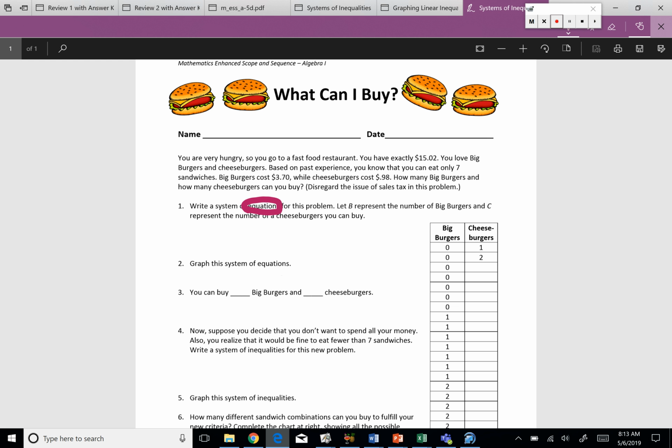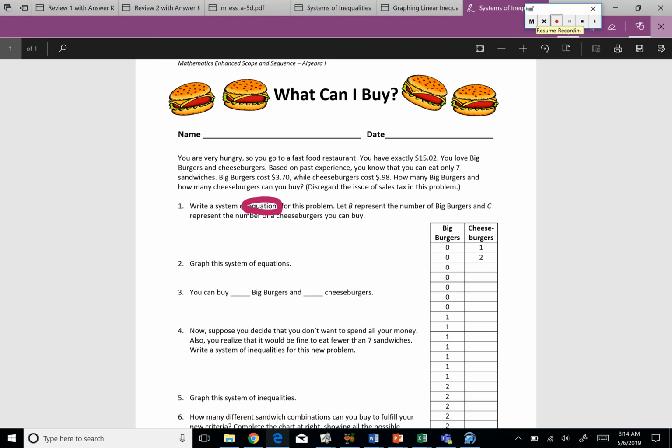Take a minute here, see if you can write the system. So 2 equations, system of equations, and they're going to have equal signs. So take a read through, pick out your key pieces, B for big burgers and C for cheeseburgers. See if you can set it up.